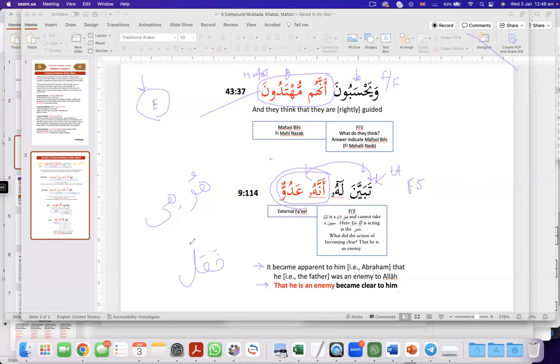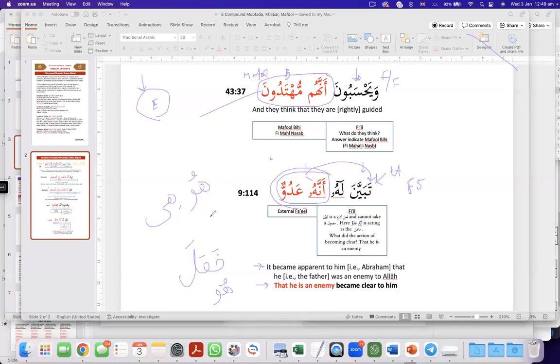For example, fa'ala, there's a file inside, right? What do you call it? Hidden file. It is mustatir in it. So that's the same thing here. There is a mustatir here, but it can be replaced by an external file.